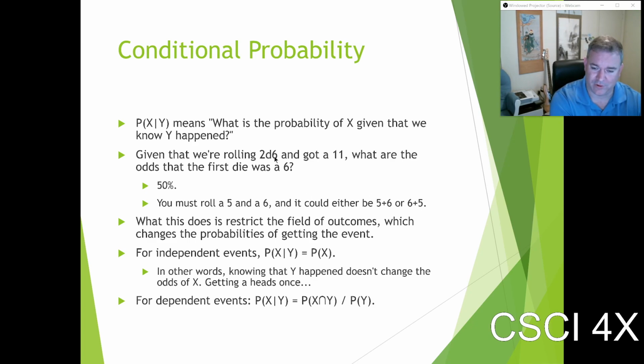Right? Like for this question, right? What are the odds we got a 6? Okay. Well, there's 2 outcomes possible where there's an 11, and one of them has a 6. So it's the probability of x and y both, getting an 11 and getting a 6 on the second one. It's 1 divided by the probability of y, and the denominators cancel out. So it's basically 1. There's 1 outcome out of the field of size 2. So it's a 1 out of 2 chance. Okay.